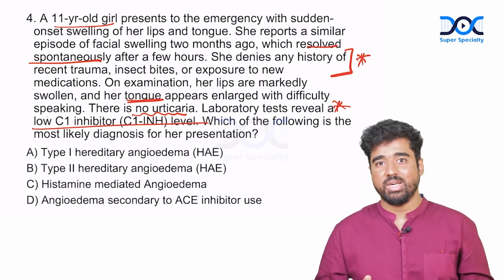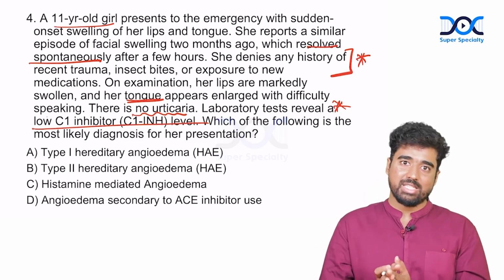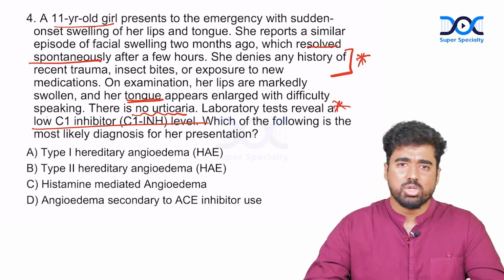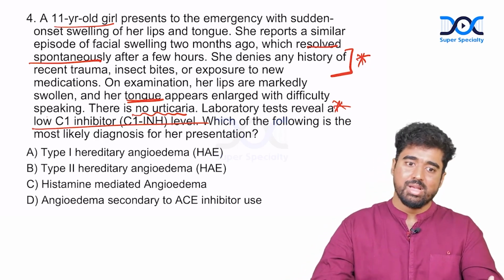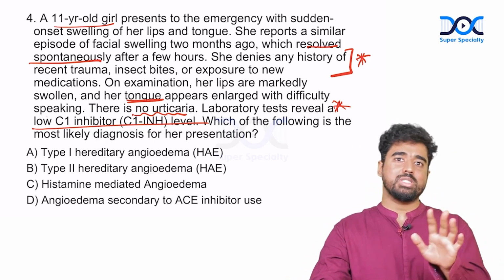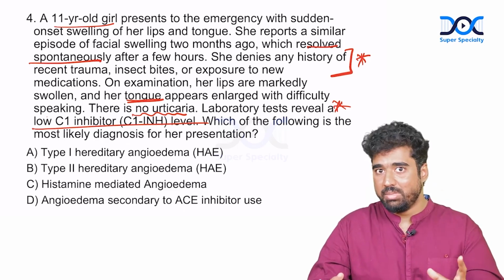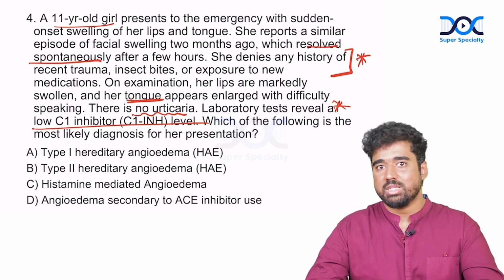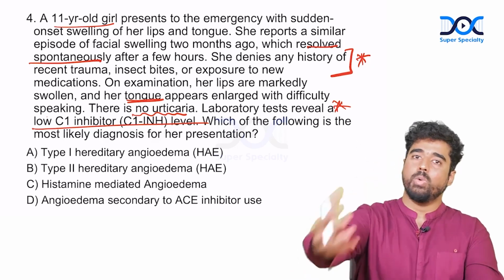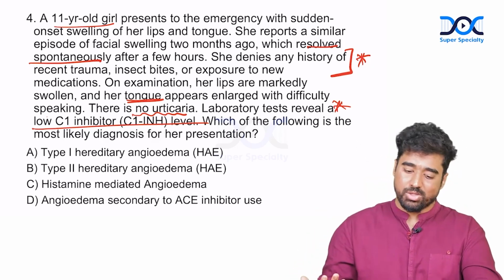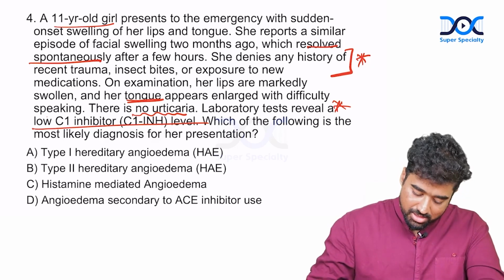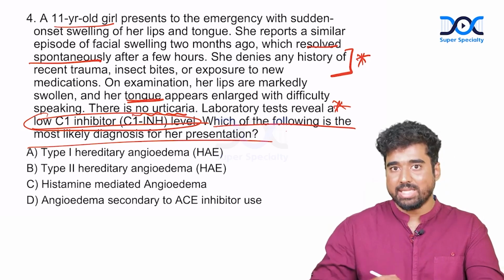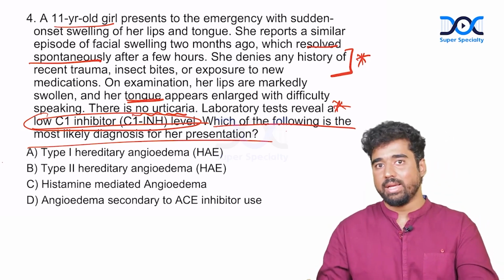So sometimes what you can do in your questions is go to the last part of the question and just read. A lot of times, especially in INI CET, not so much maybe in INI SS or NEET SS, the stem is made so long just to confuse you or make it seem like a very big question and daunting. But what you have to focus upon is the last few lines, and then you can go back to read the whole question. That is one of the tricks I used to apply. So here, if you read that low C1 inhibitor levels are seen, which of the following is the most likely diagnosis, you can directly mark it as type 1 hereditary angioedema.